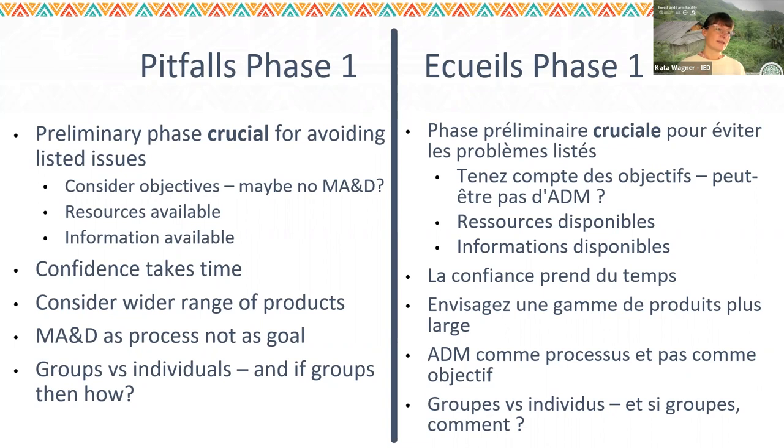I just wanted to emphasize again that many problems listed in this pre-training survey can actually be avoided by being careful and active in the preliminary phase. And it's really crucial that you consider your objectives and that where MA&D is implemented, there are enough funds and resources to achieve those objectives. So you also need to consider the number of people you want to implicate, for example.